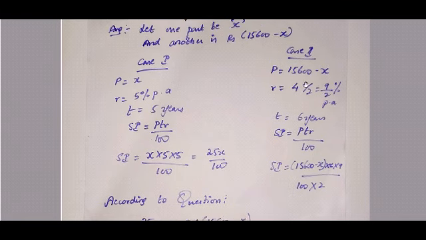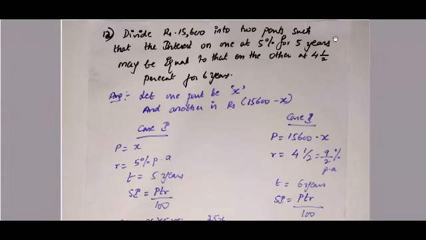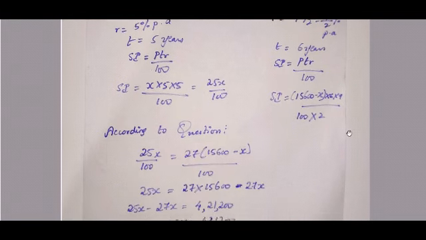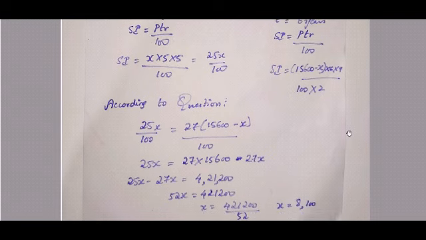So case 2, principal is 15,600 minus x, and r is 4.5%, which if we convert into an improper fraction, becomes 9 by 2. So 4 2s are 8, 8 plus 1 is 9. T is equal to 6 years. So SI, the simple interest, is equal to PTR by 100. SI is equal to 15,600 minus x into 6 into 9 divided by 100 into 2.